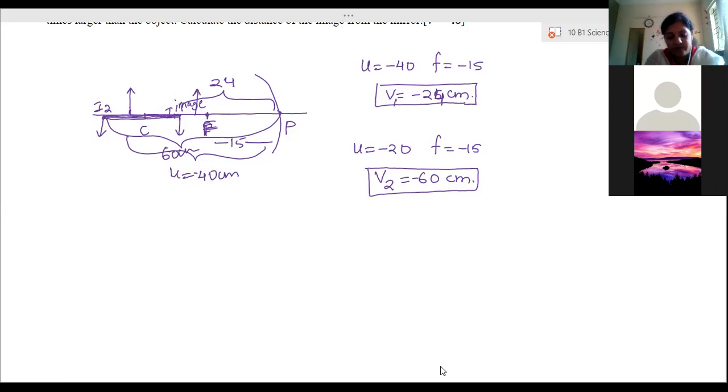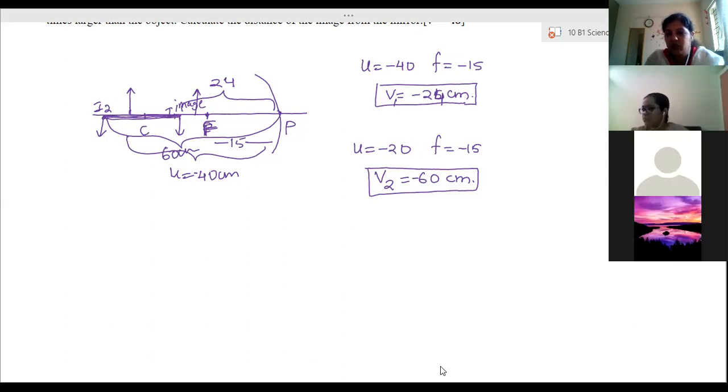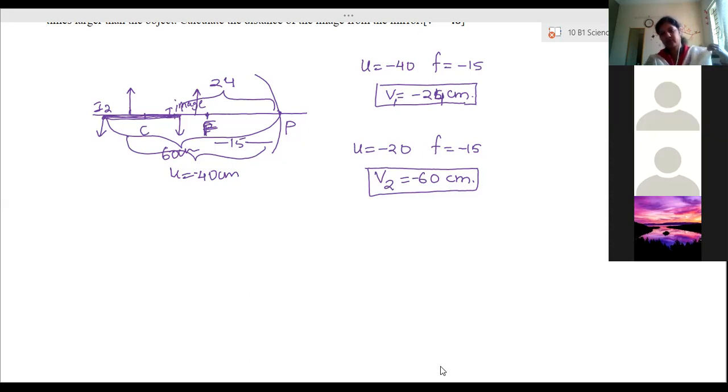Clear? Yes, ma'am. Clear why they have told two possible distances? Is that clear to you? So magnification is positive also and negative also. Magnification is positive for a virtual image and magnification is negative for a real image. Clear?